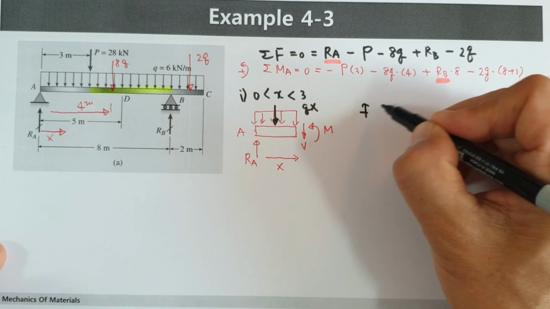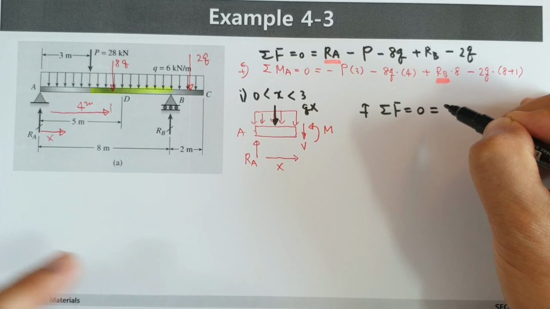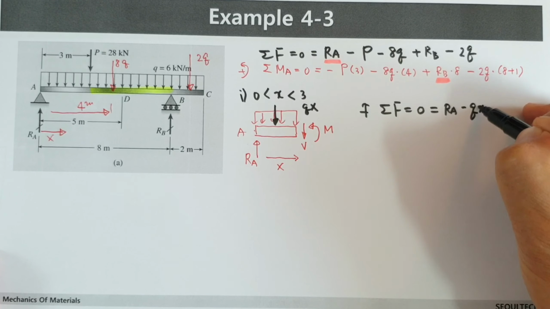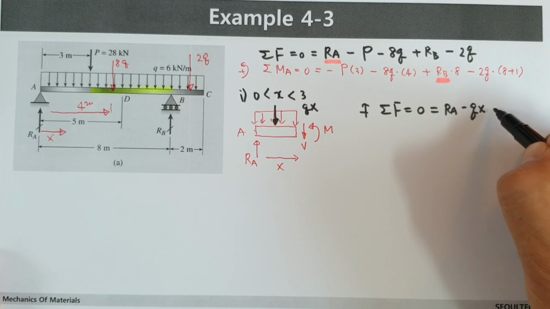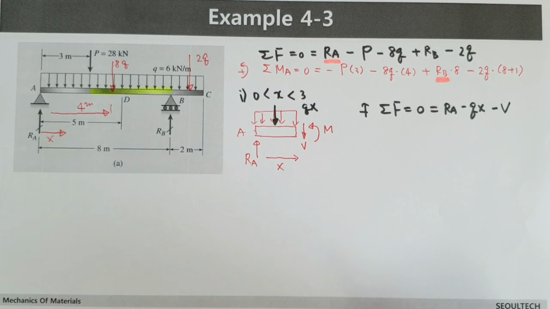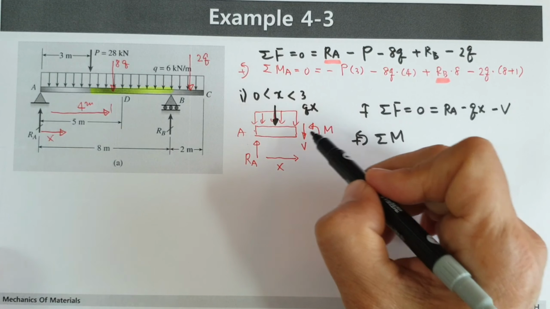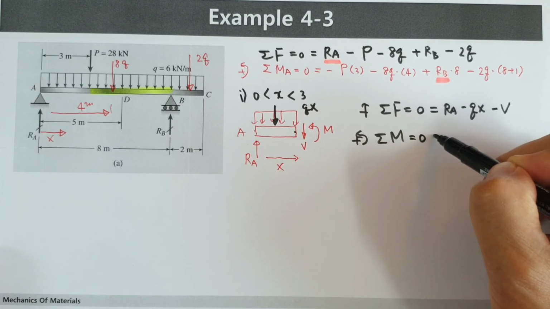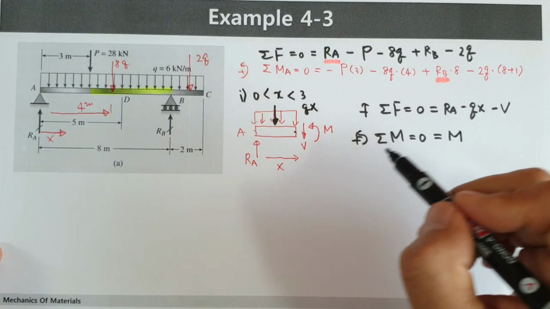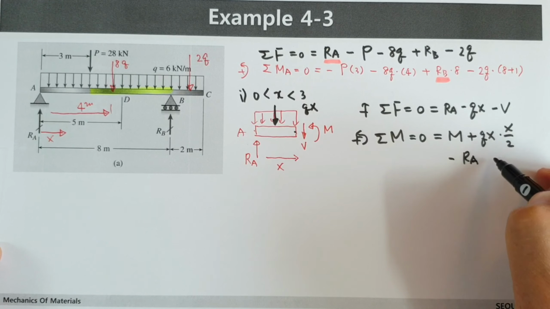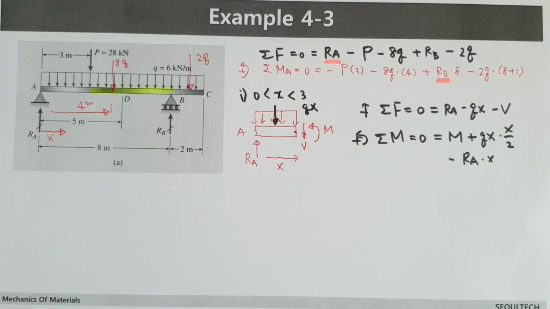At first, let's think about shear force. Let's say the upper direction is positive, then the sum is 0. RA is positive, and this one minus qx, and downward direction is minus V. Then we can calculate shear force. Next, for the moment, taking this one as positive, and considering this point, the sum is 0. At first, moment M is positive. Then consider positive qx, and the distance is half the location, x over 2. Rest of them minus RA x equals 0. Okay, RA is known, then we can calculate moment M.